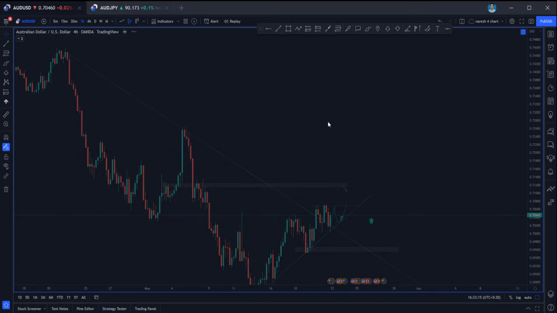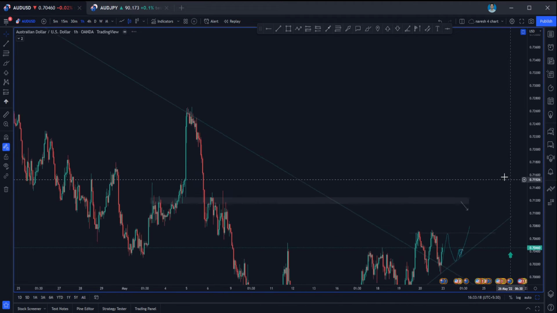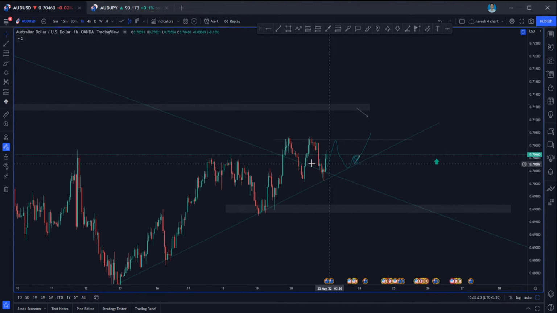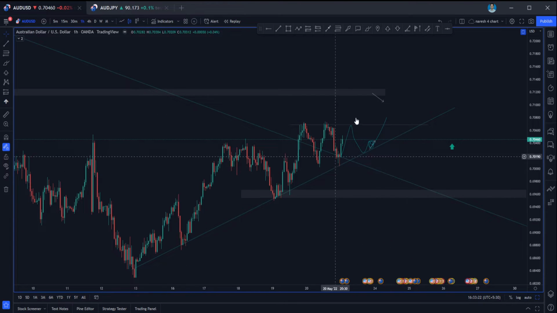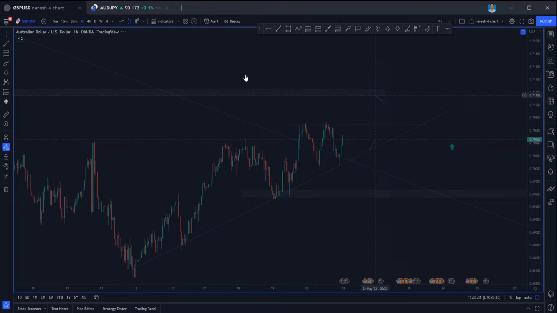I'll be looking for only long entries in AUDUSD, as we know the DXY, the dollar, is weak, so the price can tend to move higher. So I'll be looking for long entries from this area and target this level, guys. So that would be for AUDUSD.